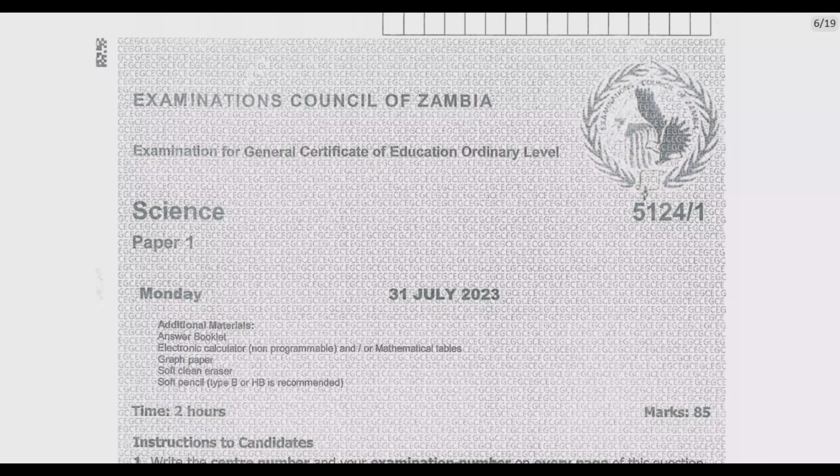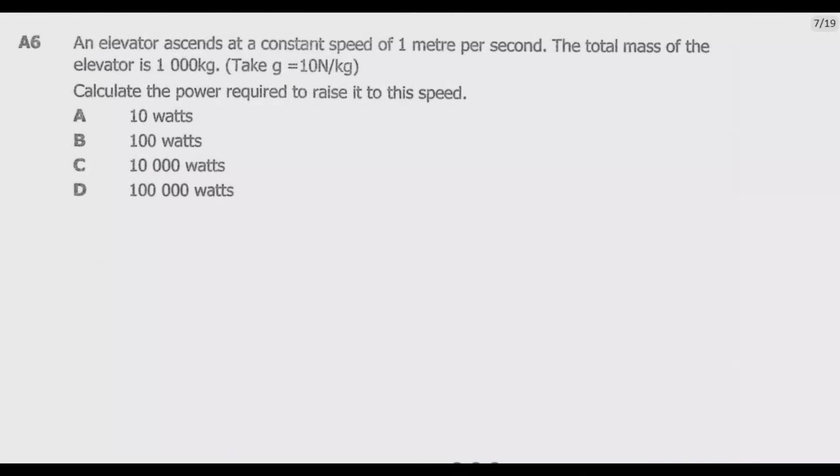Welcome to the second episode in a series of episodes that are focused on the 2023 GCE Science Paper 1, which is Physics. In the previous episode, we covered questions 1 through 5. So in today's episode, we are going to start from question A6 going forward.